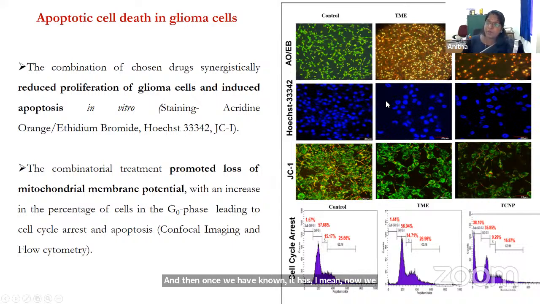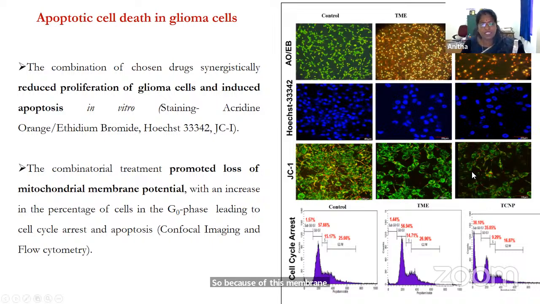we wanted to check whether it is doing something with the mitochondria. So we performed JC-1 analysis in a confocal microscope. We also found that the triple drug combination and the quadruple combination of repurposed drugs promoted loss of mitochondrial membrane potential. Because of this loss of mitochondrial membrane potential, we wanted to check whether it is affecting cell cycle arrest or not. So we did some flow cytometry analysis to see whether our drugs are doing something with the cell cycle arrest in the glioma cells.